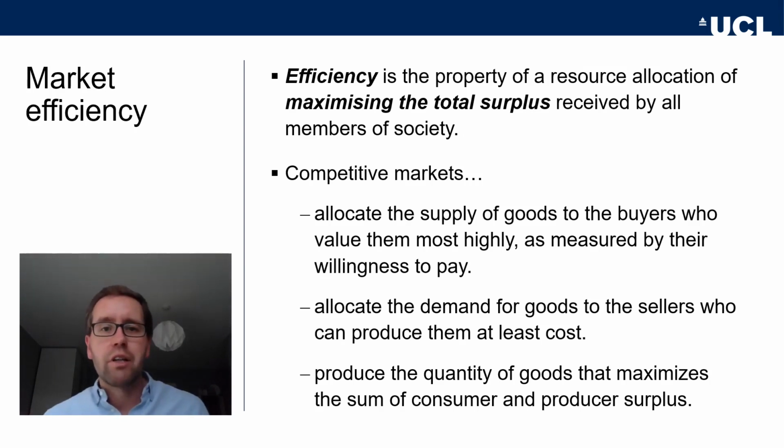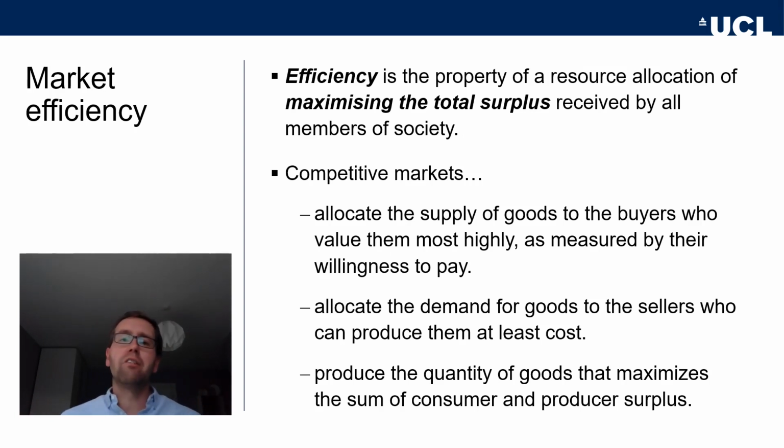Total surplus is basically a combination of consumer and producer surplus, and the price and quantity in a market, so the resource allocation given by a market that maximizes total surplus, is an efficient allocation of resources in society.